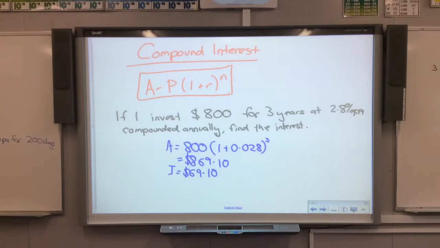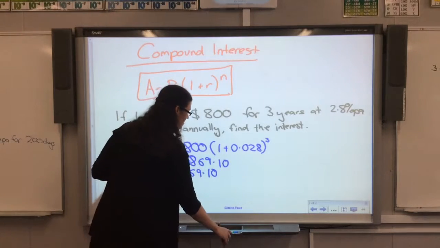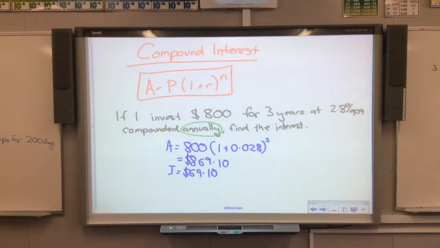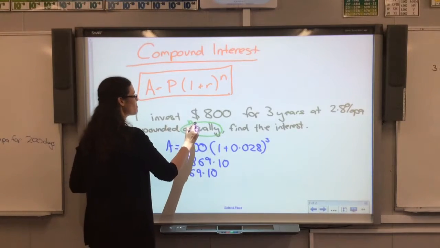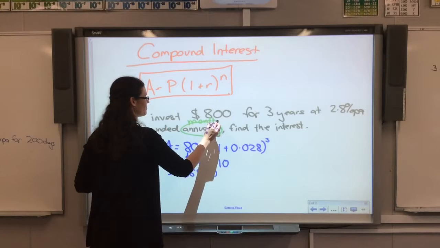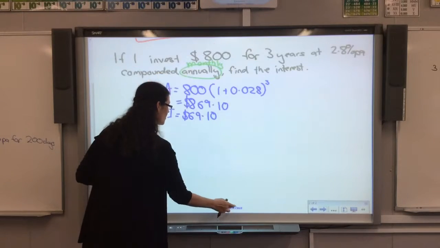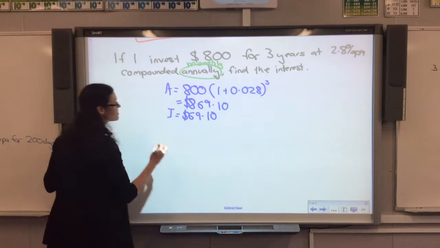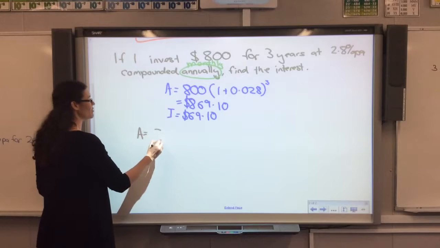Now I want you to do exactly the same question. We're going to change one word. What if I change annually to monthly? So let's try again using monthly instead. Exactly the same question, but we're changing to monthly. What changes in my question? Does P change? No. So I'm still going to calculate with 800 here.